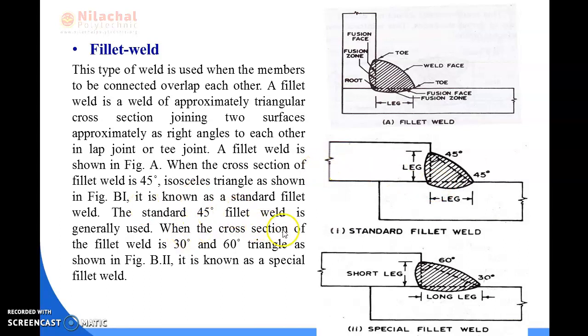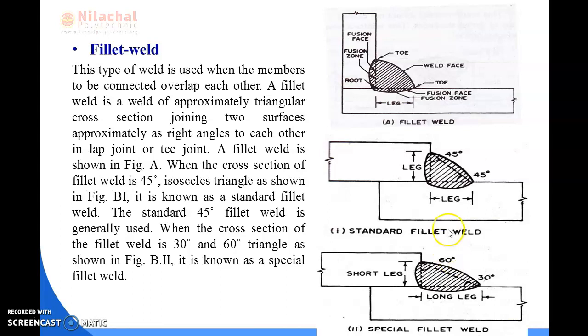Then when the cross section of the fillet weld is a 30 degree and 60 degree triangle, in this figure you can see the angle of the fillet at this portion. At the part of the short leg, that means the vertical portion which is welded, the length of the welding portion is short as compared to this portion. So this one is the longer portion, also known as the long leg, and this portion is known as the shorter portion or short leg. The angle of the fillet weld here is 60 degree, and at the lower part it is 30 degree. If this kind of angle is provided in a fillet weld, this is known as a special fillet weld.